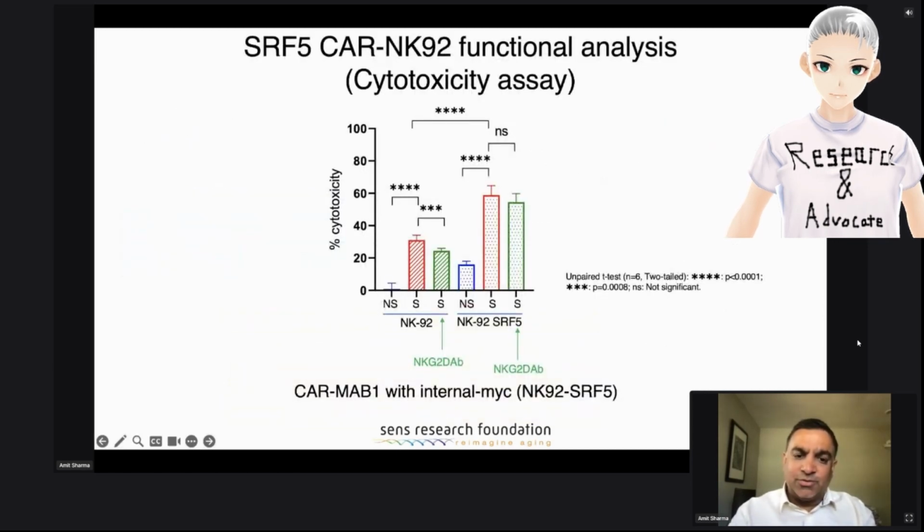Here we are showing NK92 cells, which is an NK cell line. We see that there is killing of senescent cells when we just co-culture them with senescent cells, but that killing is enhanced even more if we include a CAR that recognizes SRF5. We are testing other CAR constructs that we've made, and once we have a good handle on the most effective CAR in vitro, we will then test this in vivo, as a proof of principle, to show whether the SRF5 CAR NK92 cell could be effective in finding and killing senescent cells.